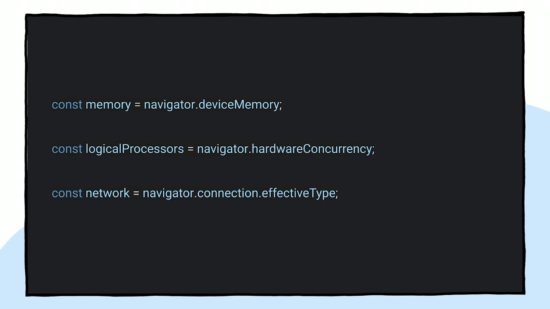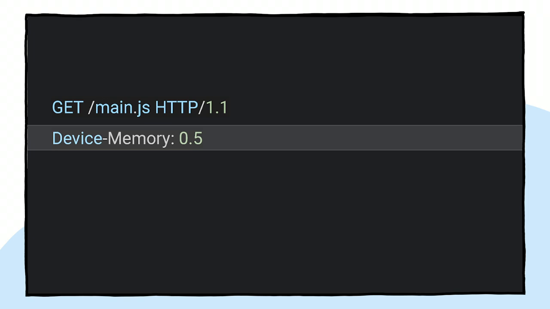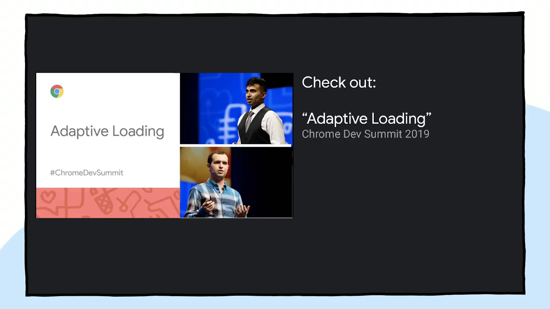The second one is by using client hints, which can be inferred from the header of the HTTP request. To use them, you need to send an Accept-CH header in your response, indicating the type of hints you want to receive. For example, device memory. After that, you will start receiving these hints in the header of the HTTP request. Finally, you can use this information to map to a device category and use that later to decide which prompt to show. If you want to learn techniques on how to map device signals to device categories, check out Adaptive Loading, a talk that was given at Chrome Dev Summit 2019.